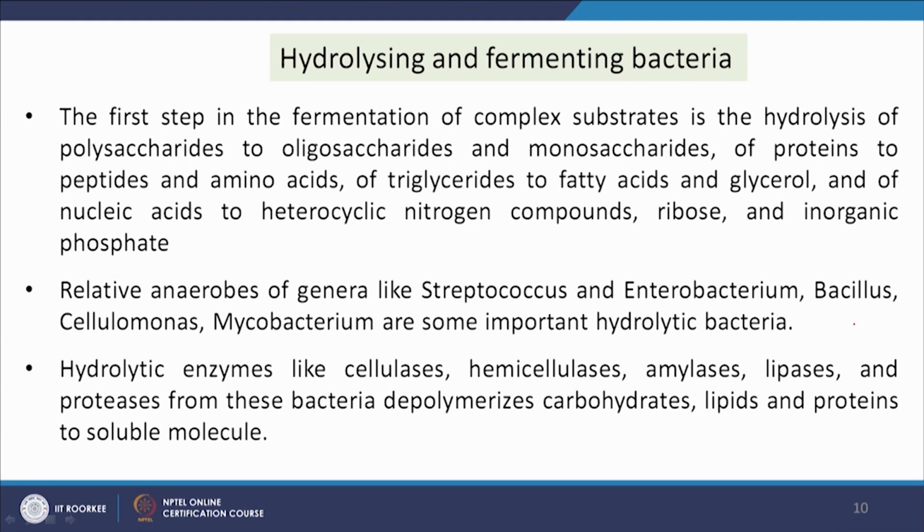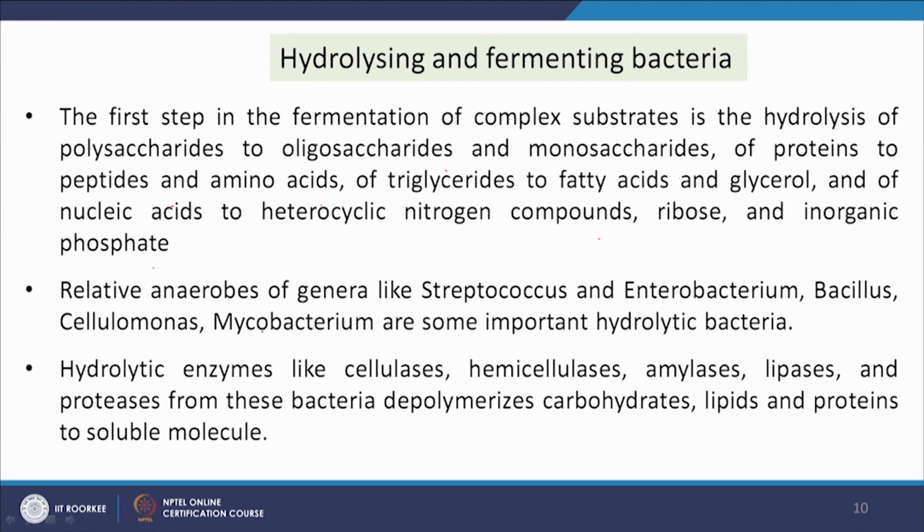Now, we will see hydrolyzing and fermenting bacteria. So, hydrolyzing bacteria hydrolyze the complex organic compound and convert it into simple sugar. Like, say, the first step of the fermentation of complex substrate is the hydrolysis of the polysaccharides to oligosaccharides and monosaccharides, of proteins to peptides and amino acids, of triglycerides to fatty acids and glycerol, and of nucleic acid to heterocyclic nitrogen compounds, ribose and inorganic phosphate.